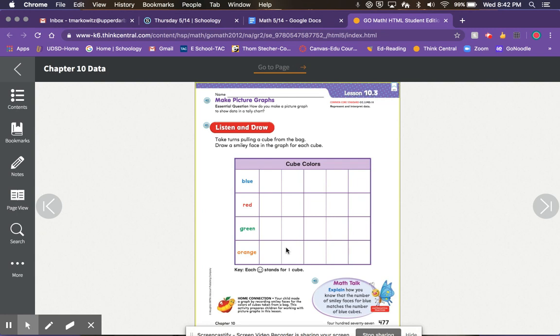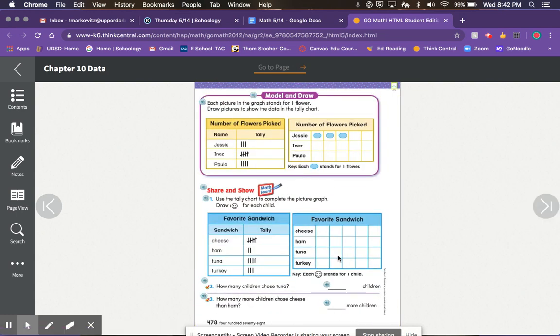You can play with another person or you can pretend that you're both, but you need to make sure that you're doing the smiley face. If you're not able to do this one, it's okay. You'll see on the next page. All right, each picture in the graph stands for one flower. Draw pictures to show the data in the tally chart.